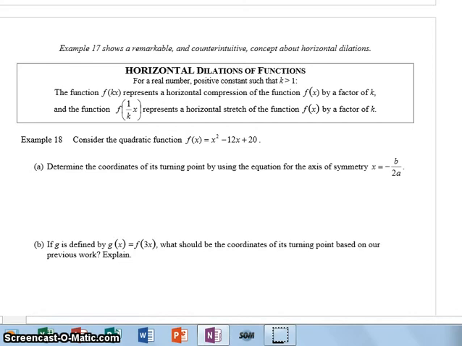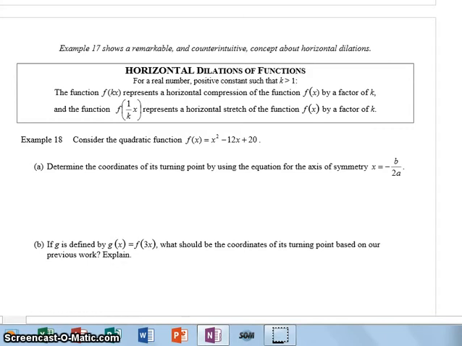Example 17. So this one I forgot to read a little blurb. Example 17 shows a remarkable and counterintuitive concept about horizontal dilation. So counterintuitive means opposite. So when it looked like it was times 2, we really divided by 2. When it looked like it was dividing by 2, we really multiplied by 2.